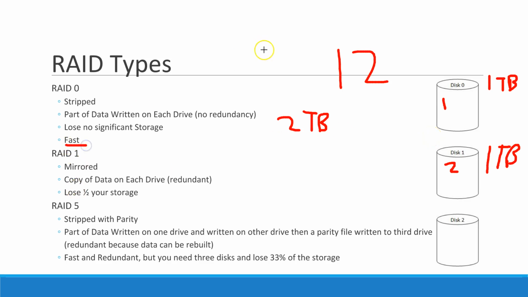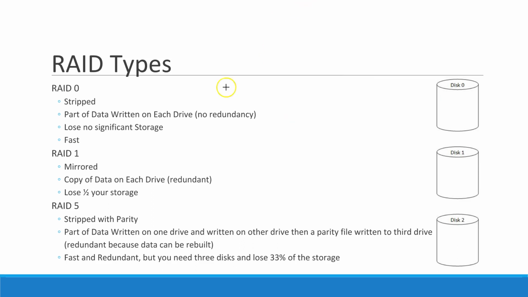Okay. Next, we have RAID 1, or mirrored. So striped is RAID 0, and RAID 1 is mirrored. If we again pick on the 1, 2, we make a copy. We do 1, 2, and we put 1, 2 on the other drive. Now the advantage here is, there you go.